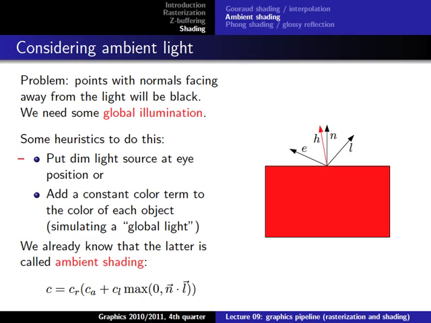For example, one of them is to just put a dim light source at the eye position. If you have a light at the eye and you model everything from the perspective of the eye, of course everything gets at least some light, because that's the light that shines from your eye. Another approach, and that's something we already had, is to just add a constant color term to the color of each object, so we have some sort of global light that shines everywhere, and then all the light sources that we put in just make it brighter at certain positions.